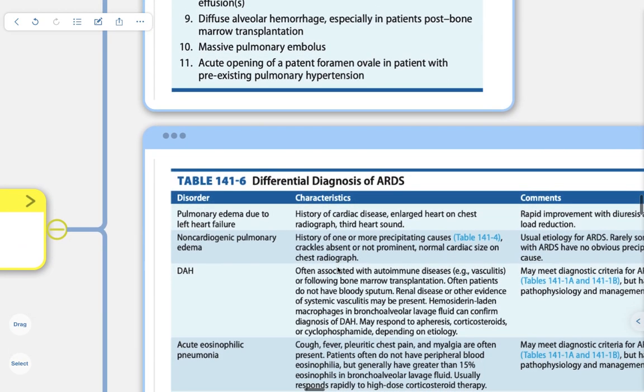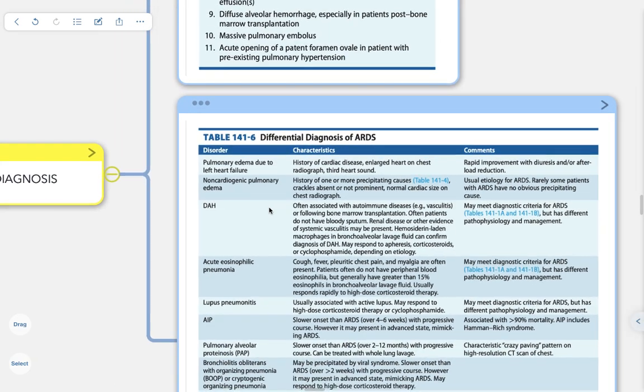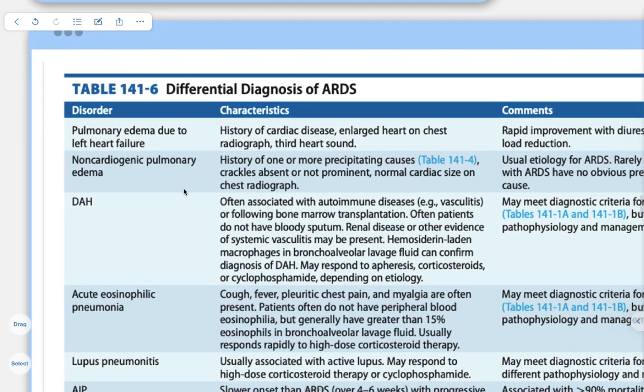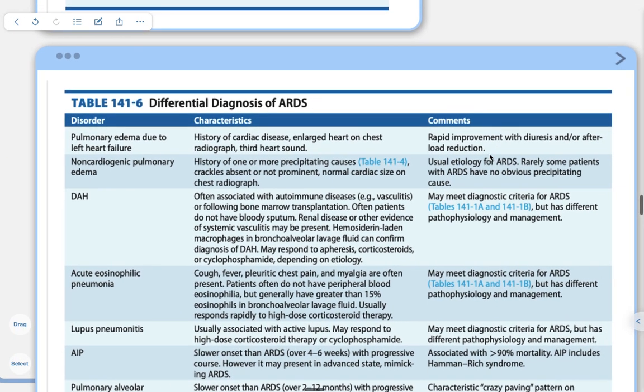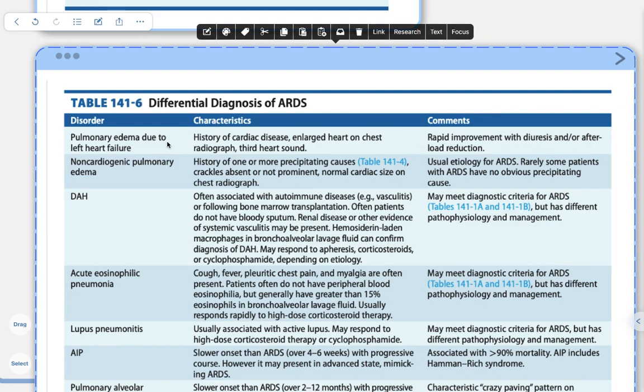After this, there are certain differential diagnoses of ARDS itself, so that should be kept in mind. So, if a patient is presenting to you with a history of cardiac disease, enlarged heart on chest radiograph, a third heart sound, and there is rapid improvement with diuresis or afterload reduction, then probably you're dealing with a patient of pulmonary edema due to left heart failure.